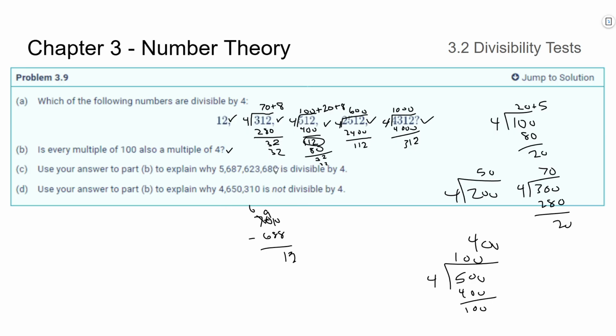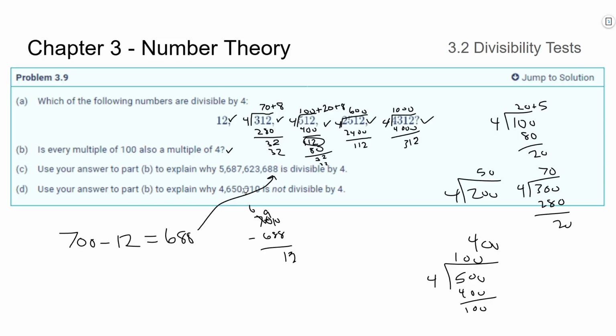Because basically 688 would be 12 less than 700, right? So if we do 700, which we know is a multiple of 4, because all multiples of 100 are, and we subtract 12, which we also know is a multiple of 4 because it's 12, we would get 688, which is this number right there, which we now know is divisible by 4.